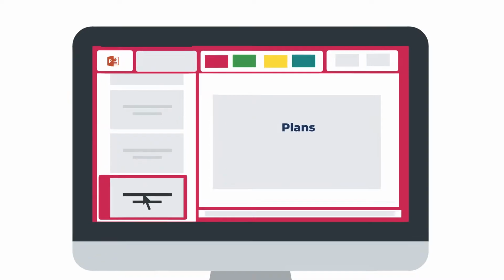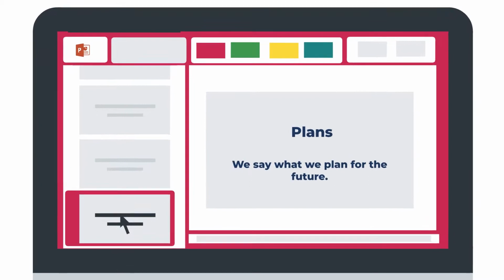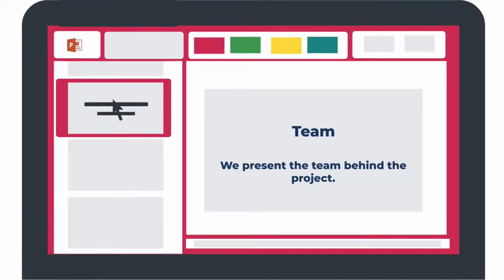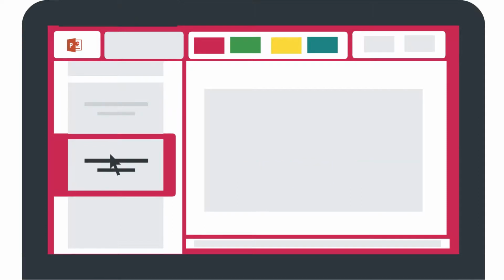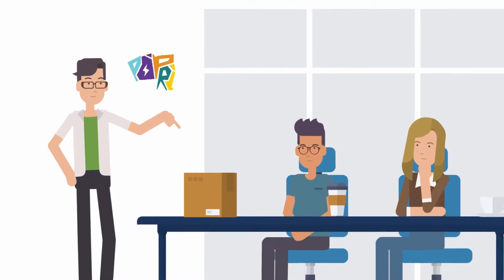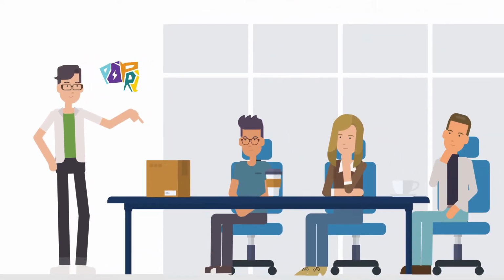9. Plans. We say what we plan for the future. 10. Team. We present the team behind the project. 11. Why are we here? We say why we are in front of the jury today, what we want from them. Maybe we look for knowledge, money, or winning a competition.